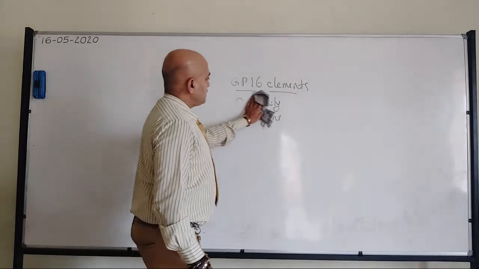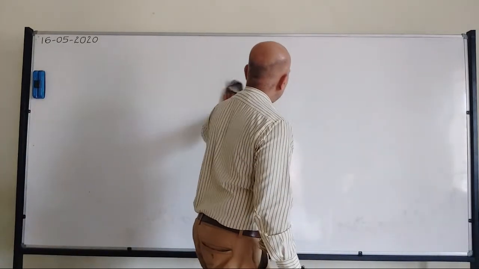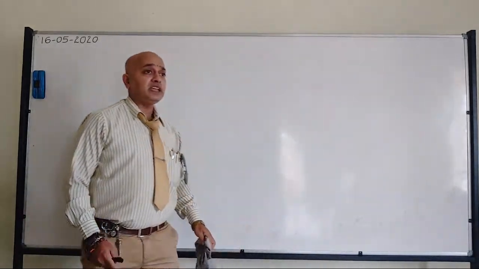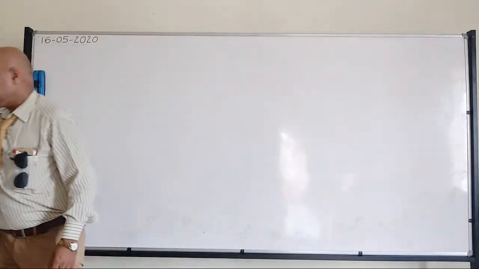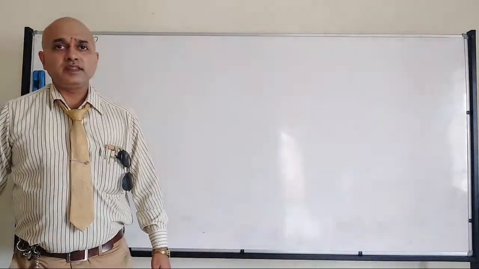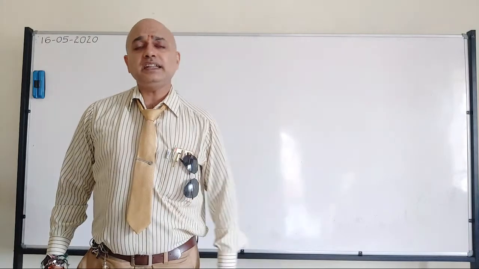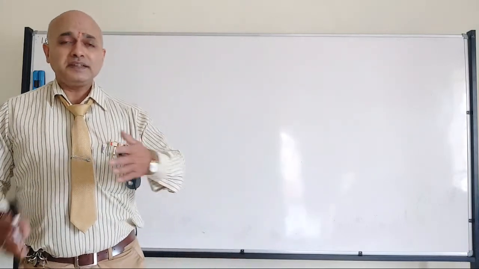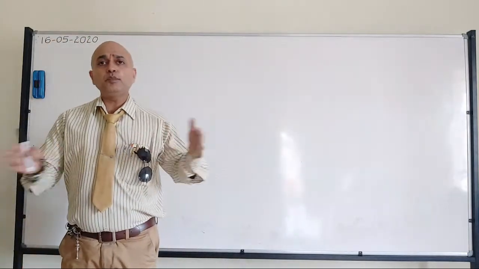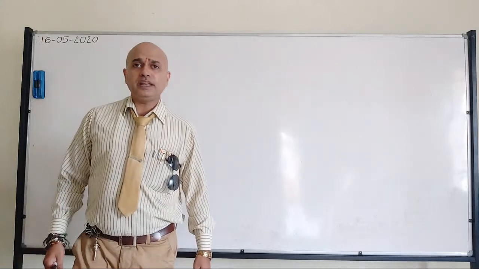So we are done with the group 15 elements, and among the p block, group 15 is a bit larger. Then come 16, 17, 18. But among these, group 15 has a huge amount of content compared to the other groups. Fine?